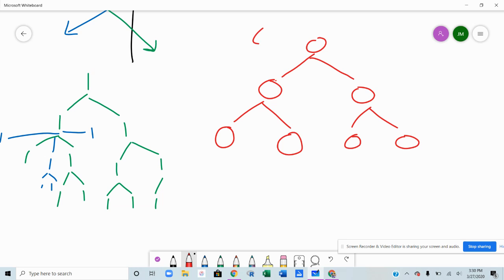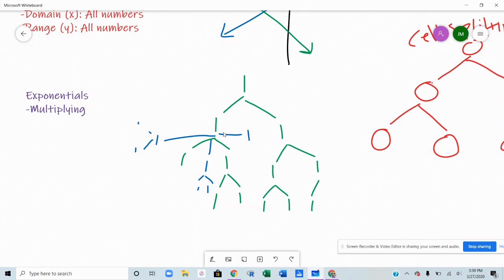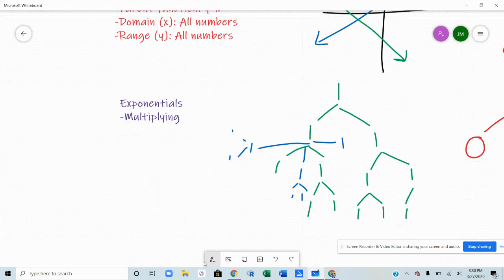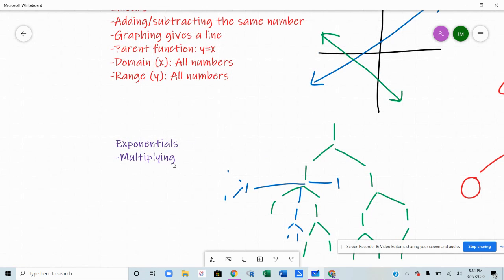This, your cell splitting, is a perfect example of exponential. You're timesing by 2 each time. Whereas the spread of the coronavirus is exponential, but it's not a perfect exponential model because it's not going to be multiplying by the same amount each time. It will just be increasing and increasing somewhat multiplicatively, but not exact. Okay, so let me get off of that little tangent, and we can continue with this. So exponentials are multiplying.